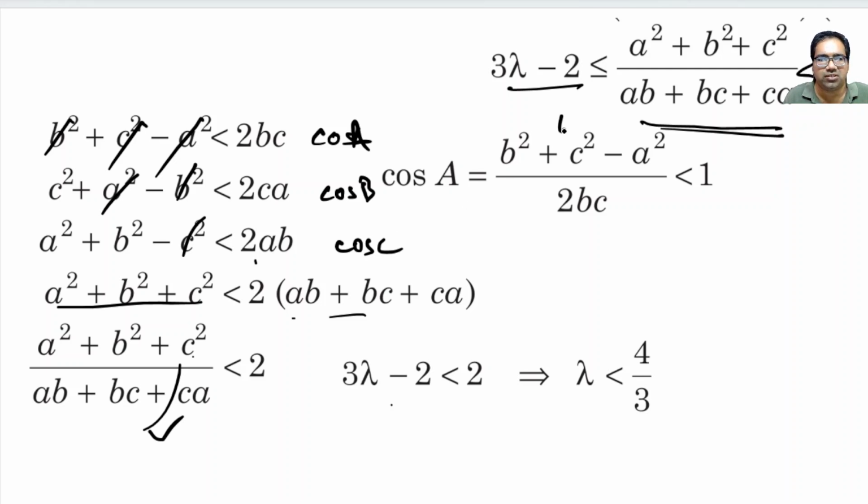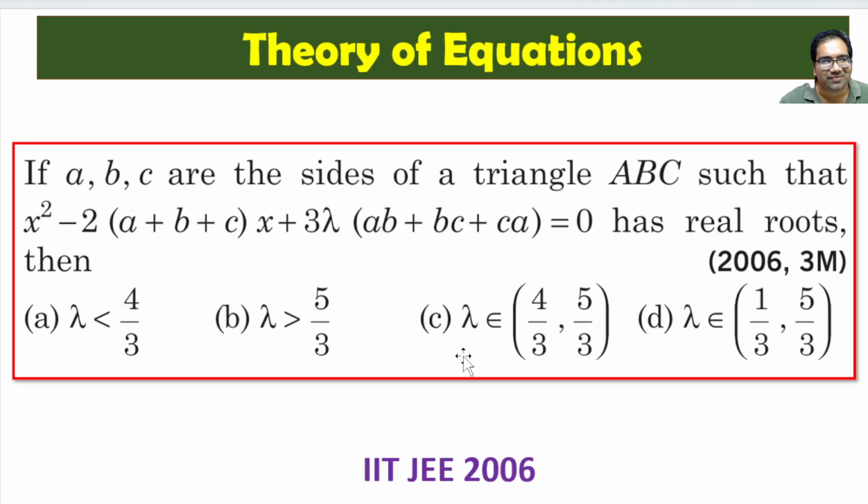For example, if this is 1.4, then this can be at max 1.4, and this is less than 2. So this cannot be 2, so this also cannot be 2. This has to be less than 2. What does that mean? 3 lambda is less than 4. That means lambda is less than 4 by 3. 4 by 3 is our correct answer. Lambda is less than 4 by 3.